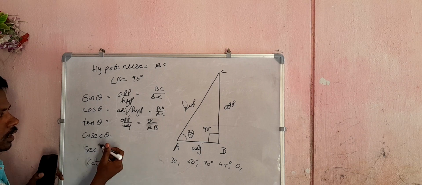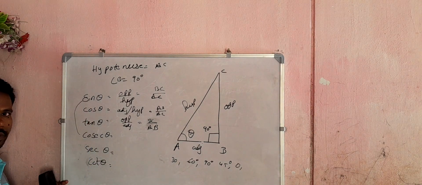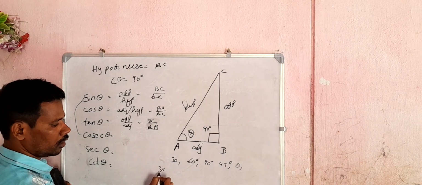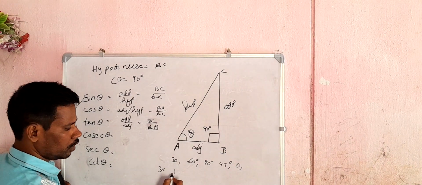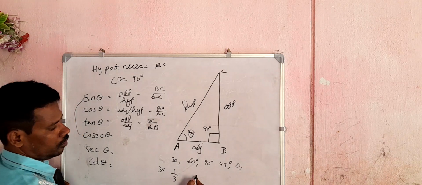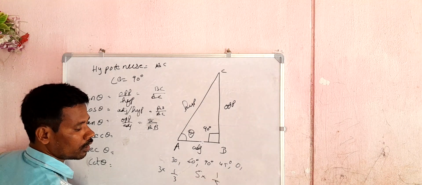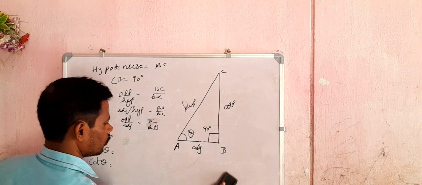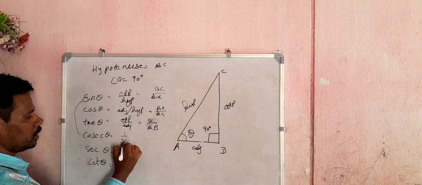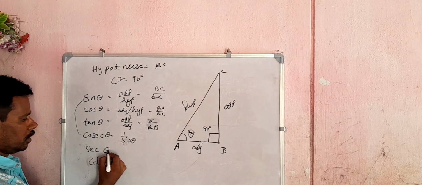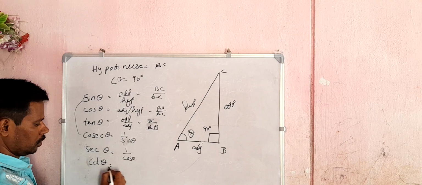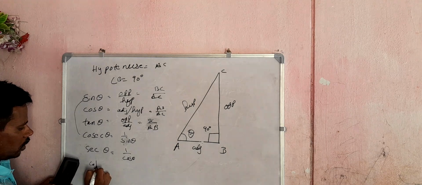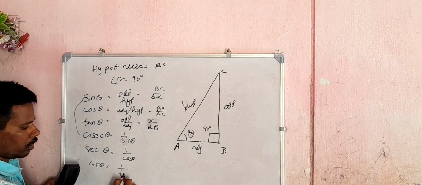Next, cosecant. Cosecant is nothing but the inverse of sin theta. For example, if 3 is there, what is the inverse form of it? 1 by 3. If 5 is there, what is the inverse form of 5? 1 by 5. In the same way, cosecant means 1 by sin theta. Secant is 1 by cos theta. Cot theta is 1 by tan theta.